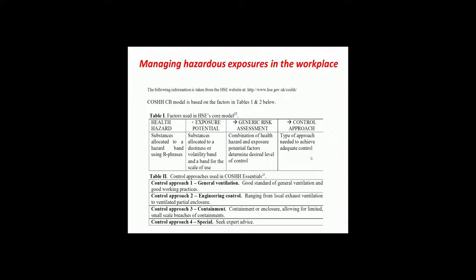The second one is engineering, and that's from exhaust ventilation through to partial enclosure. When we're talking about controls, we're not talking about administrative controls at this level, so engineering controls. The third one is containment, so containment or enclosure to stop breaches of any containments. And the fourth one is seeking specialist advice, and that's where your hygienists and other experts would come in.